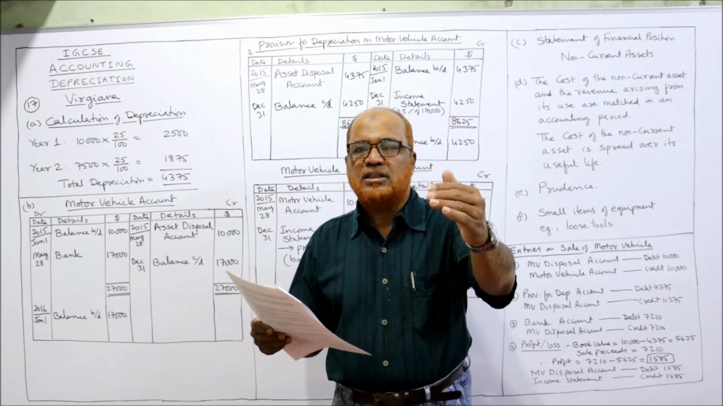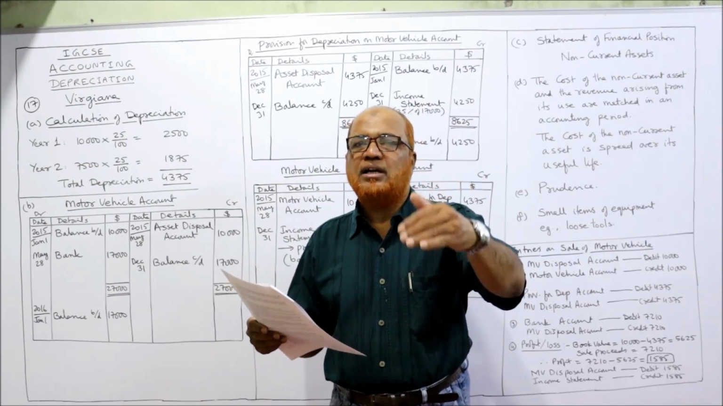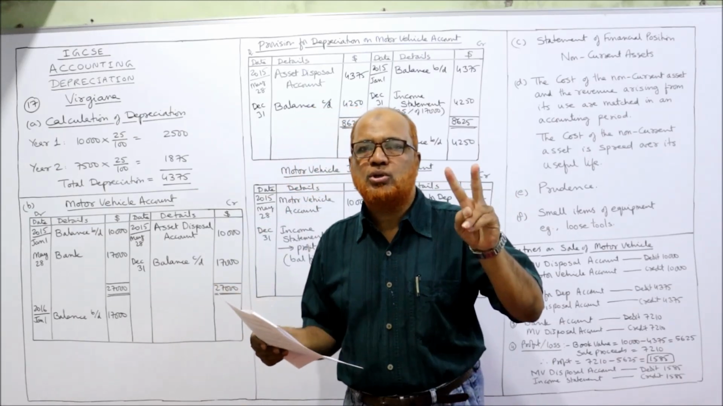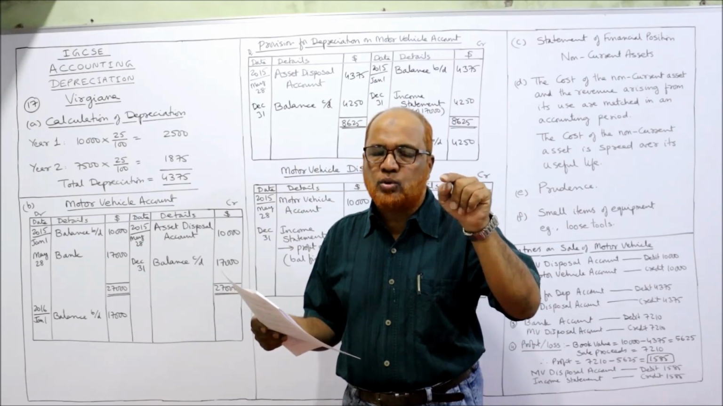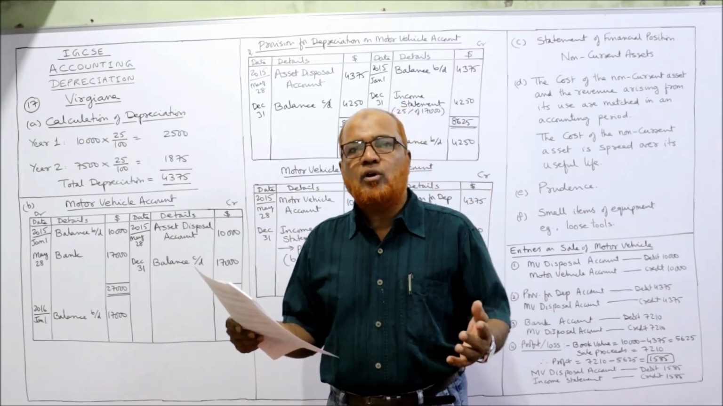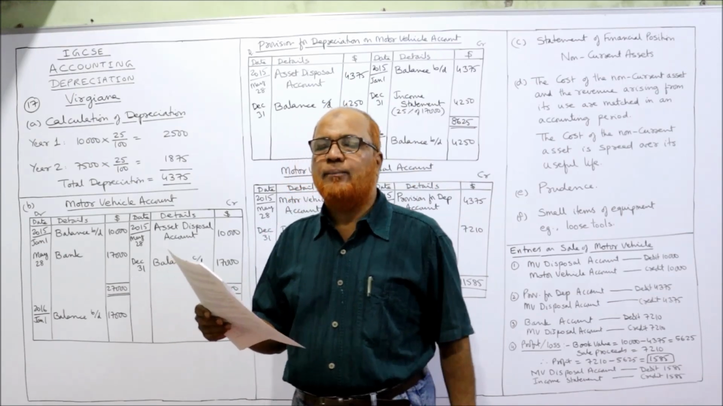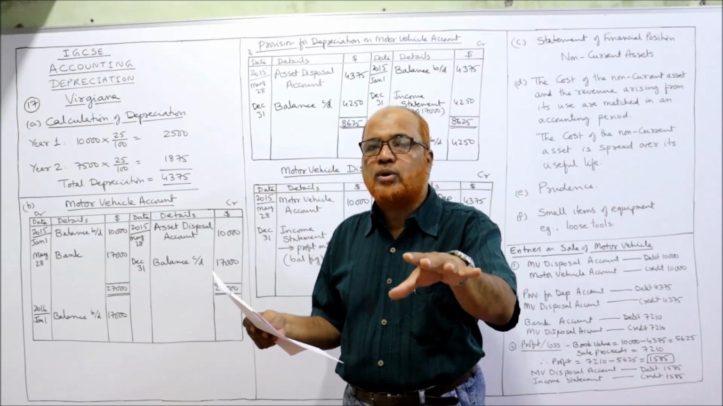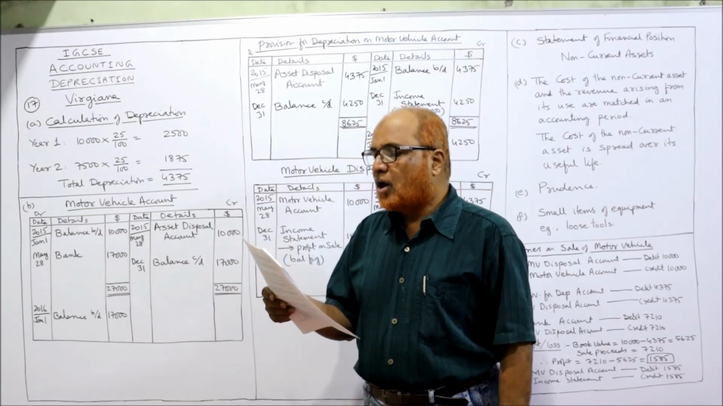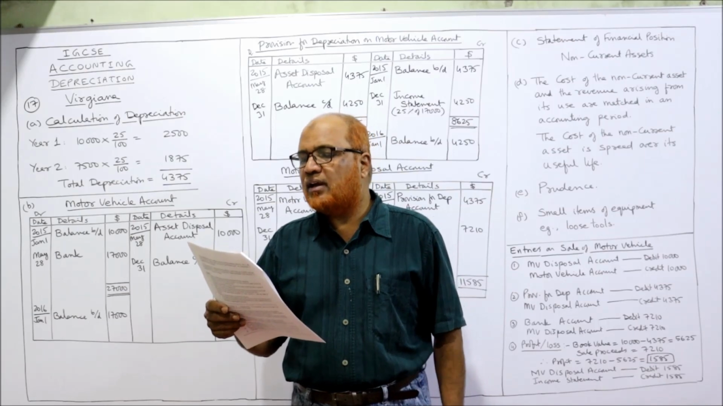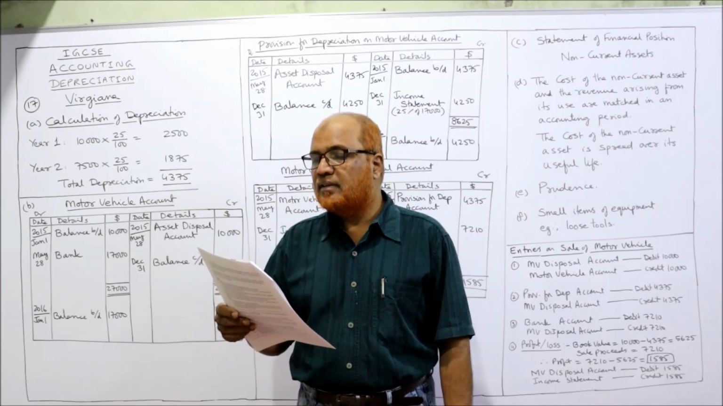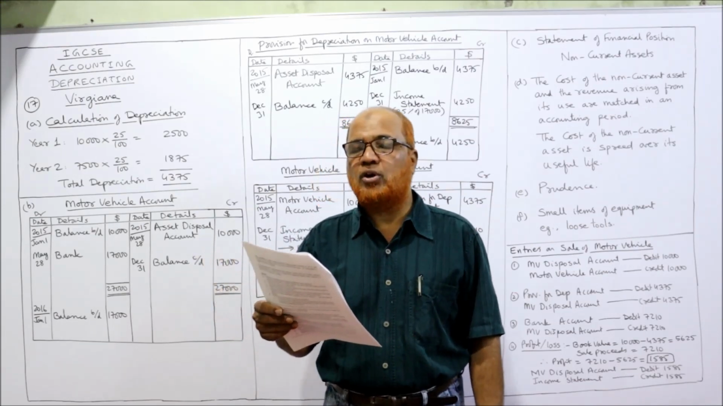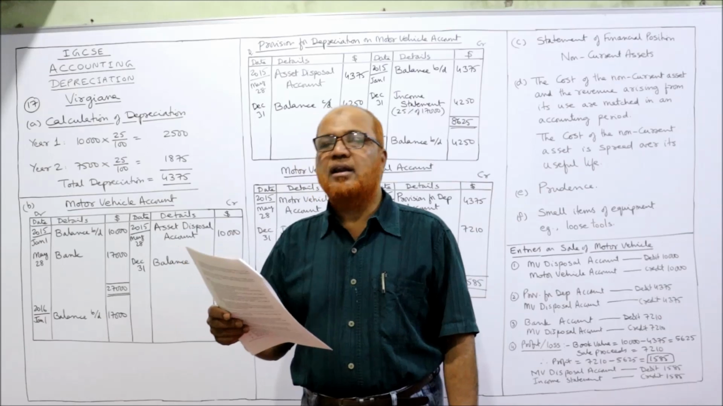That means she purchased in 2013, used it in 2013 and 2014, and in 2015 it was sold. So how many years has she used it? 2 years, 2013 and 2014. So we have to provide depreciation for 2013 and 2014. For 2015 we are not providing depreciation, because during 2015 it is sold. On the same date, she bought a new motor vehicle for $17,000. That means during 2015, another motor vehicle was bought for $17,000, paying by cheque.